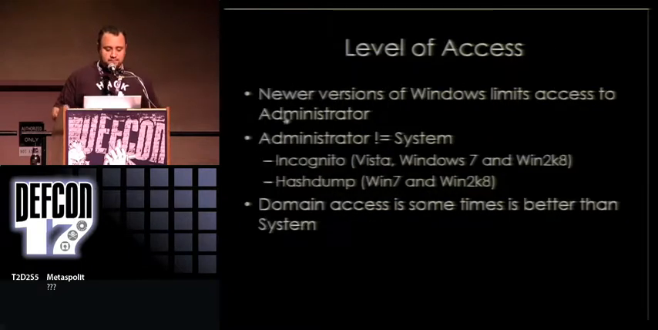Level of access. Being administrator is not the same as system. If you want to run incognito on a Windows 7, Windows 2008 or Vista box, you have to be system. If you want to run hashdump on a Windows 7 or Windows 2008, also Vista, you have to be system on that box. Microsoft's getting smarter and they're changing their feature set in their API calls. So we, as attackers, also adapt to this.